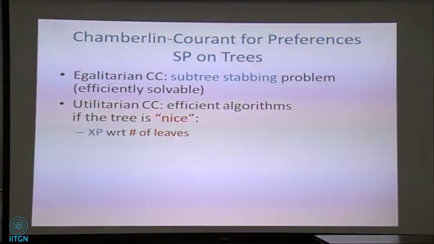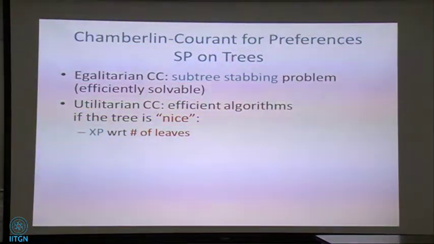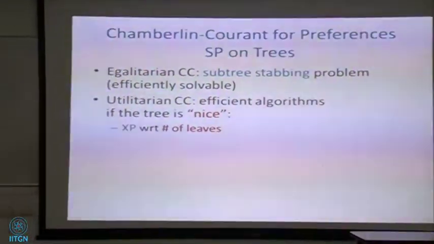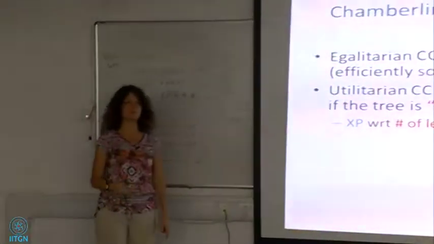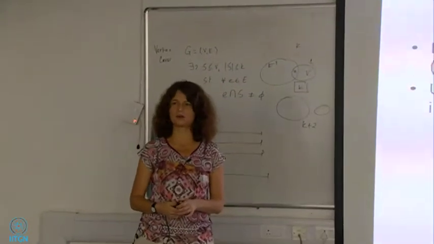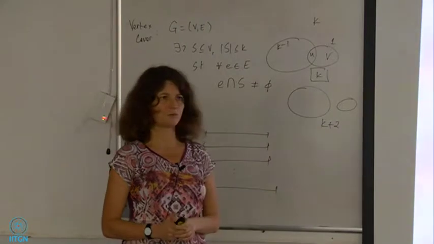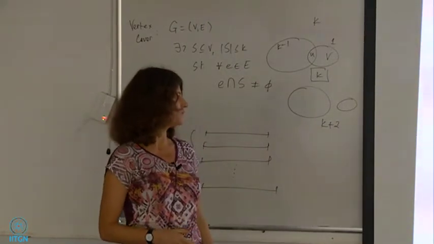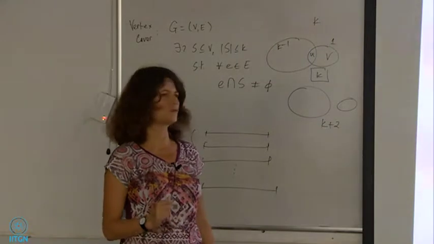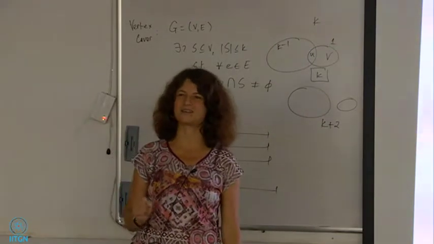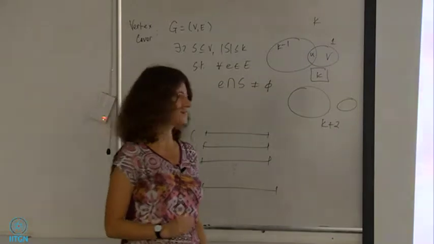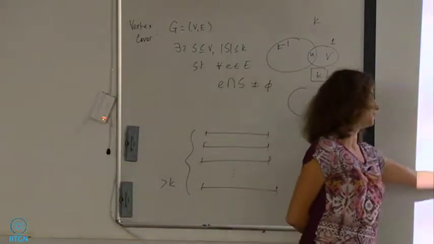So in the following sense, we have an algorithm that is in XP with respect to the number of leaves. So if you have a tree that has a small number of leaves, like your tree is almost a path, but maybe it branches a little bit at one end and a little bit at the other end, then you can actually compute Chamberlain Courant winners in a reasonable amount of time. Better yet, if your tree has a small number of internal vertices, so in particular if your tree is a star, this is why I was taking my words back, then you can compute Chamberlain Courant winners in FPT.